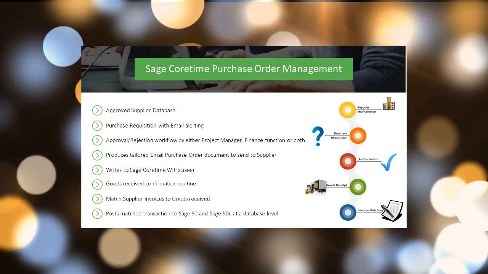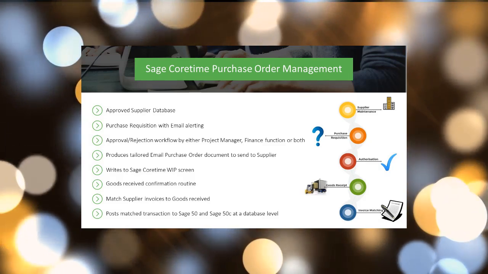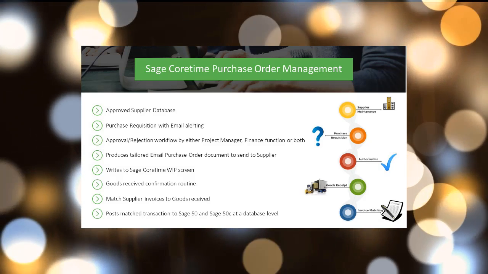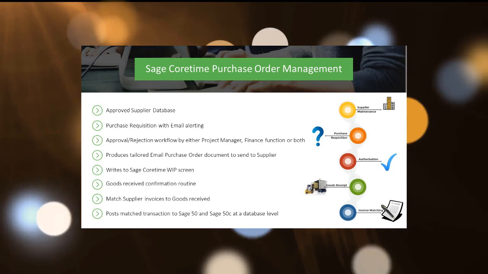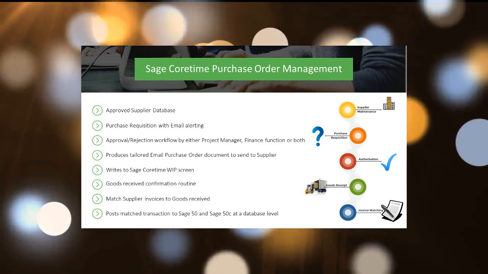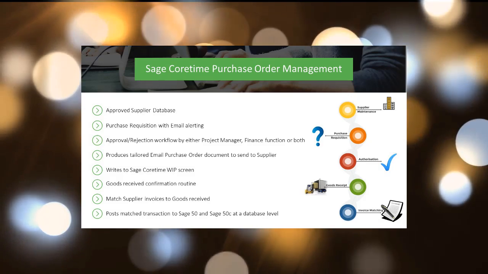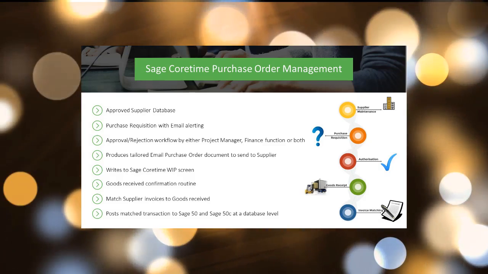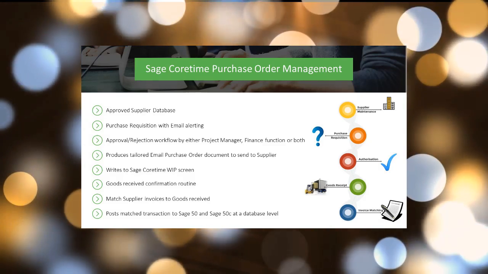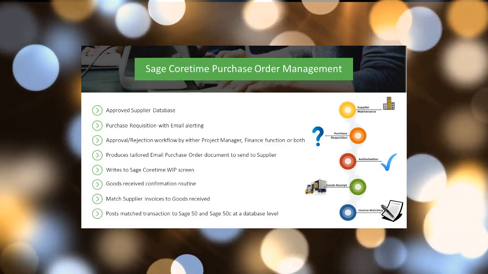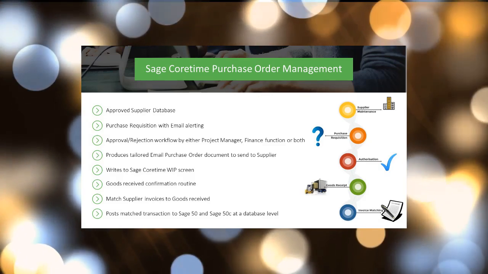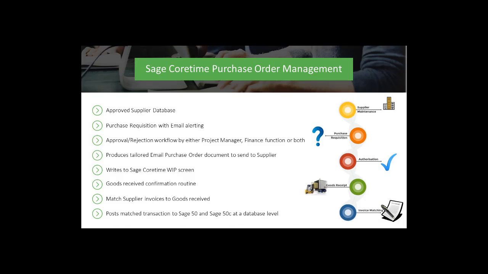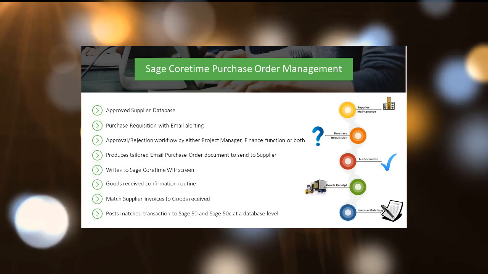These requisitions are then sent for approval to the appropriate user. This could be the project manager or the accounts team or both. Authorizers are notified by email that they have a requisition requiring their attention, so they don't have to keep checking Coretime for new items. This approval step can be removed if required. Once approved, a purchase order is generated by the module and is sent typically by email and in a PDF format to the supplier. The layout of the purchase order will be tailored to your exact specification.